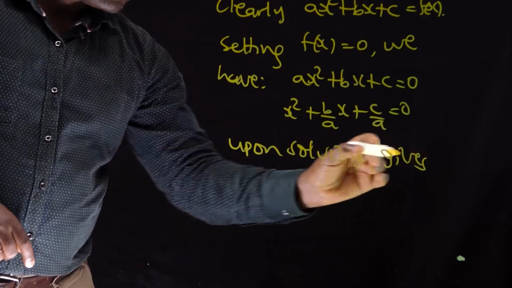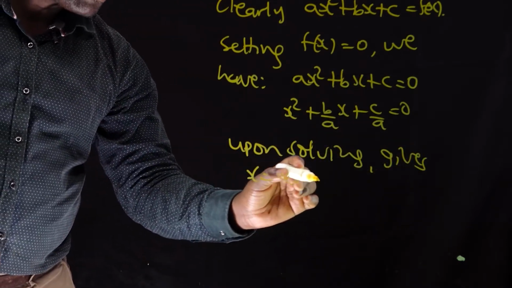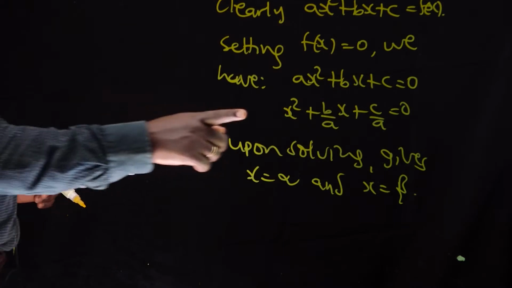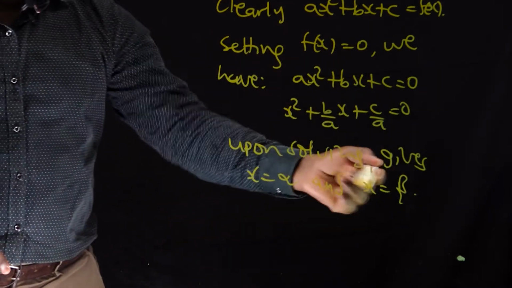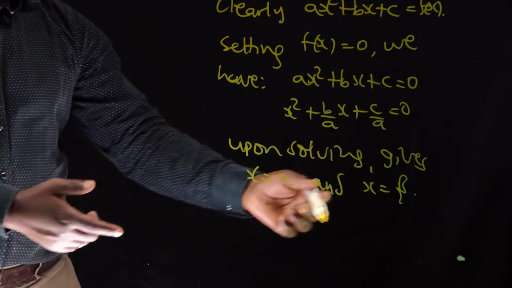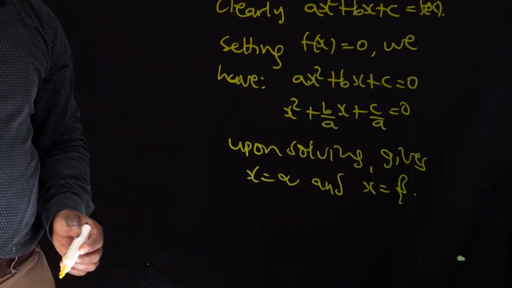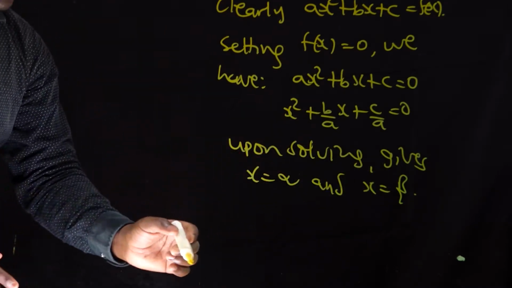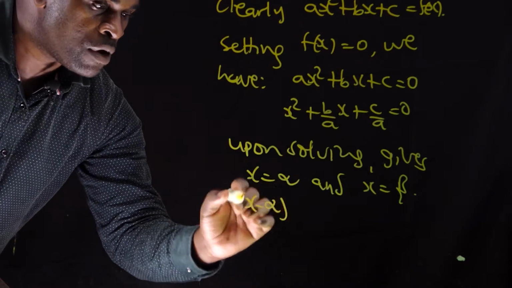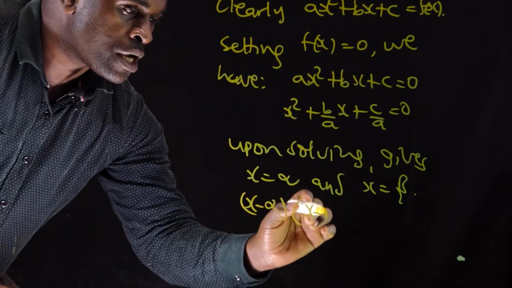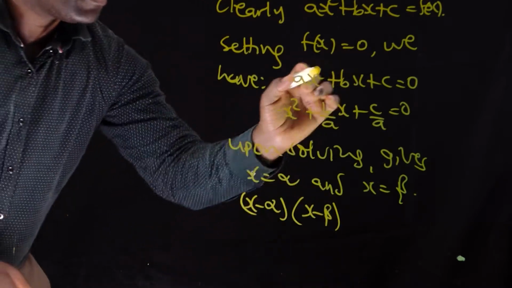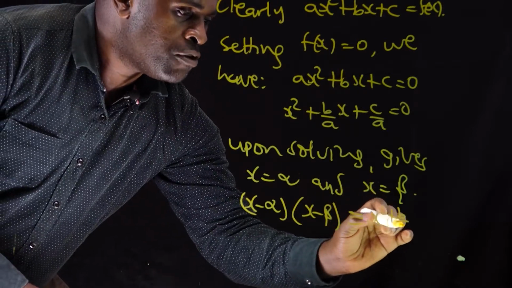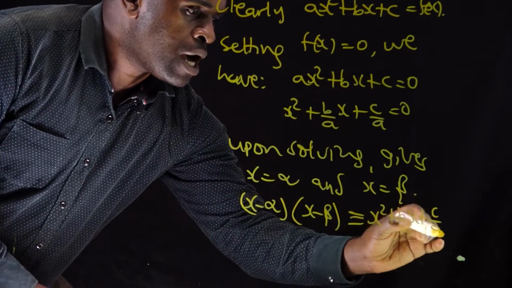it gives x equals alpha and x equals beta. This is a quadratic function with degree 2, so upon solving it gives two zeros. And mind you, these zeros are simply the roots of the quadratic. So therefore, treating alpha, taking it to the other side, this gives us x minus alpha. If you multiply by x minus beta, which are the factors from the quadratic, it will be proportionally giving x squared plus b over a x plus c over a.